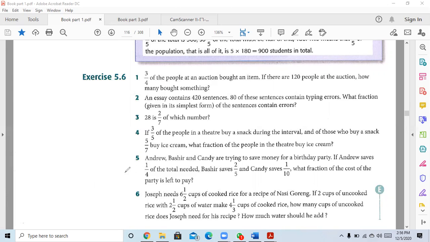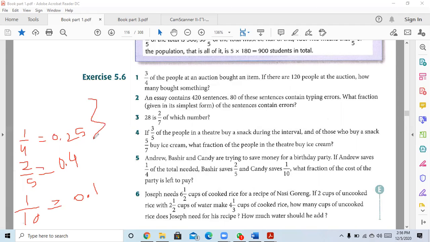So for this one, first of all, we will convert these into decimals. 1 by 4 is equal to 0.25. 2 by 5 is equal to 0.4, and 1 by 10 is equal to 0.1. Now add all these: 0.25, 0.65, 0.75. So once I add the total, here I get 0.75.